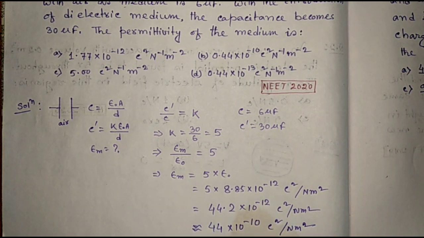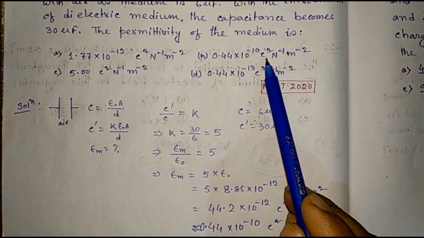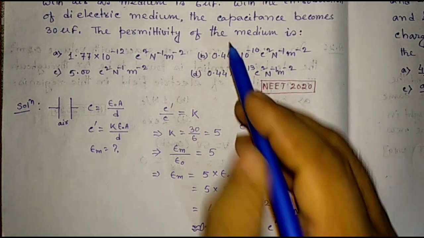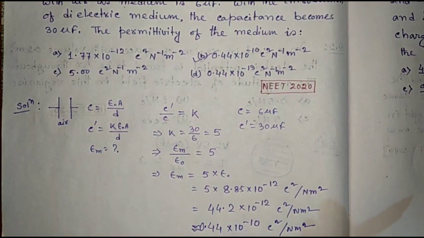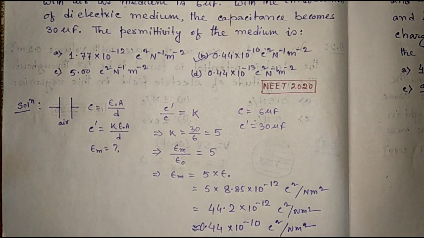That is 0.44 into 10 to the power minus 10 Coulomb square per Newton meter square. So option B is the right answer. Alright, so now we are going to the next question.